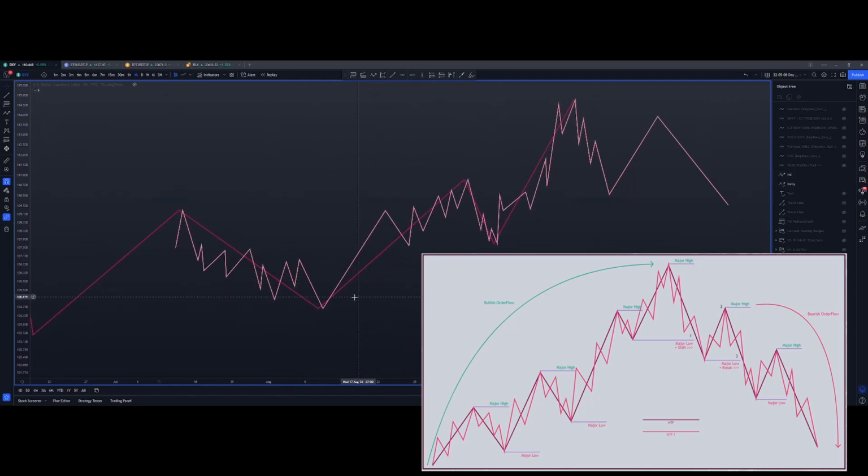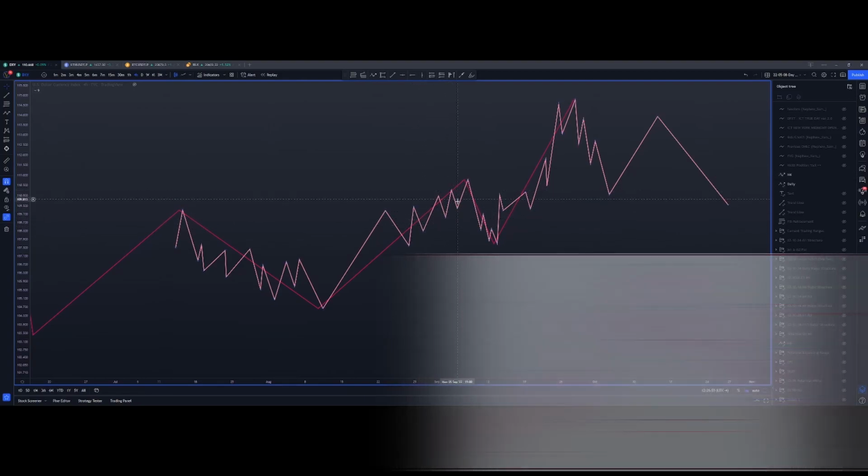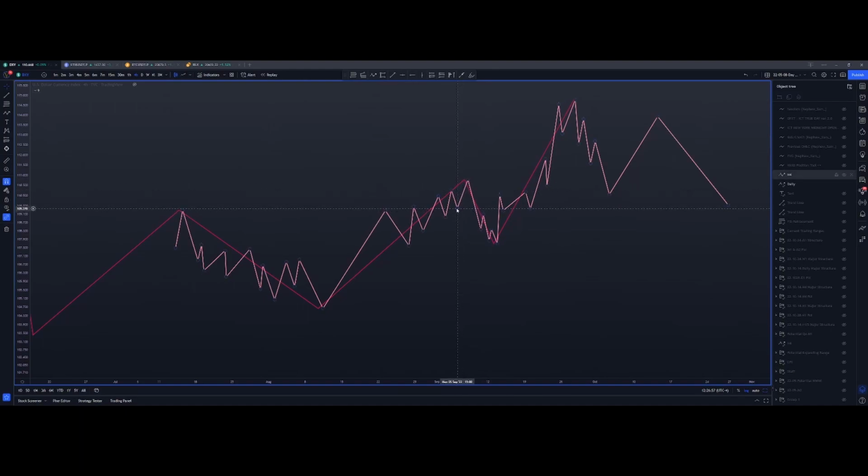leg here, for example, we've got bullish order flow with higher highs and higher lows. We get to the top and we see this low is broken for the first time here, a failure swing that doesn't get back above the previous high, and then another low broken.